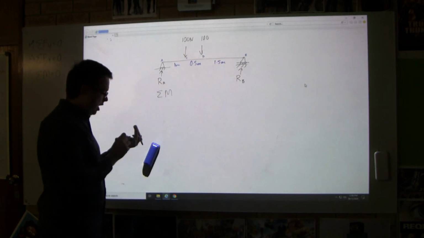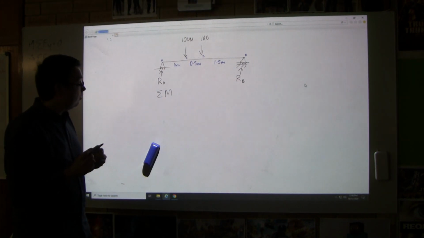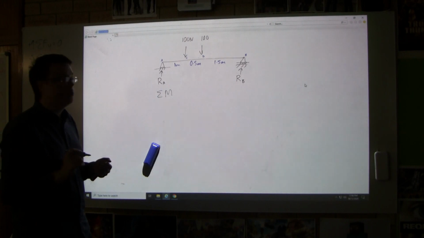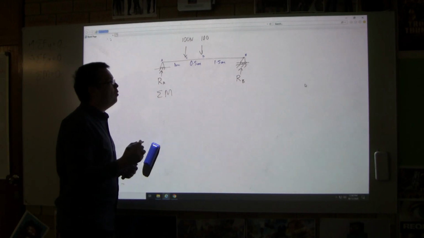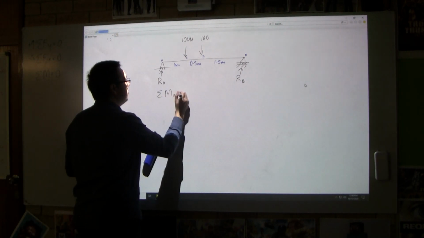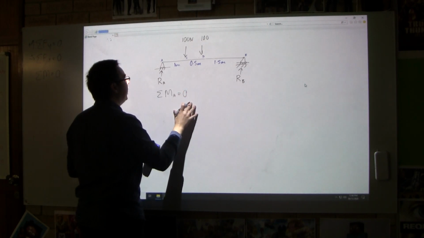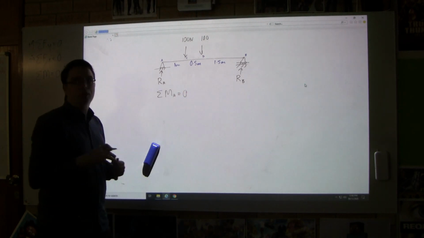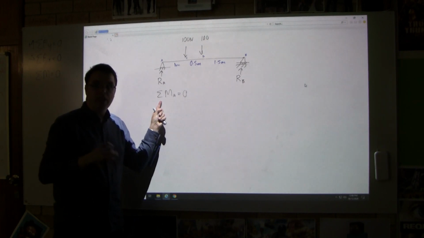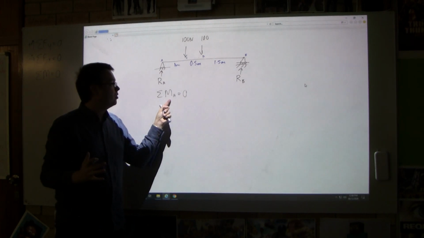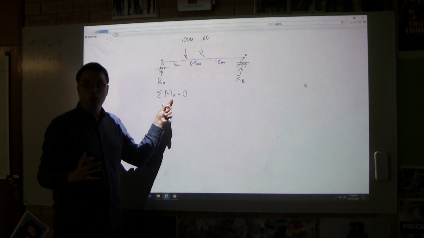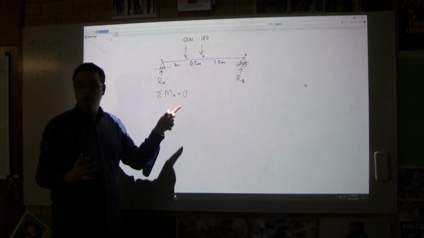But what will happen is that they're going to be balanced. Okay, but for the moment, I'm going to start with A. So moments about A equals 0. What that means is I've just said the sum, adding them all up, of all the moments about A measured from the point A are going to equal 0.